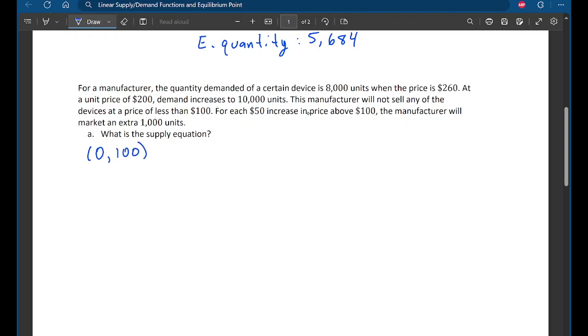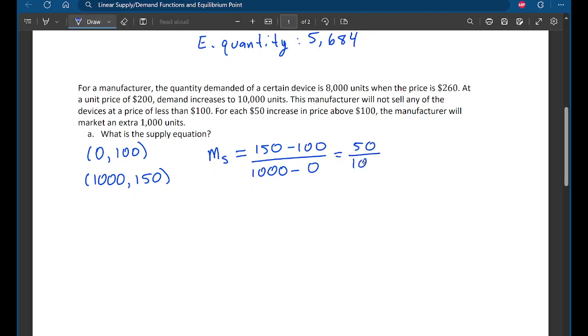But then a $50 increase in price above $100, the manufacturer will market an extra 1,000. So I have a quantity of 1,000 at $50 more than 100, so 150. Now I have my 2 points, and I can write my linear supply equation. First off, I'm going to get my slope. My slope for my supply equation is going to be 150 minus 100 over 1,000 minus 0, which is going to end up giving me 50 over 1,000, which is 0.05.